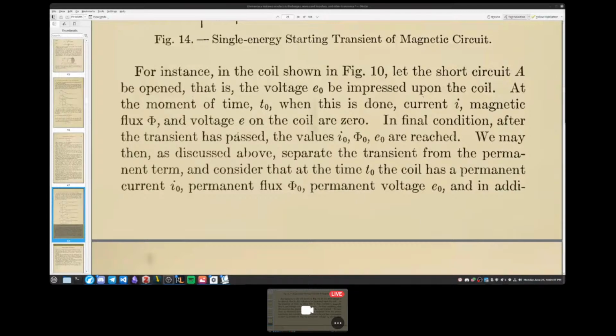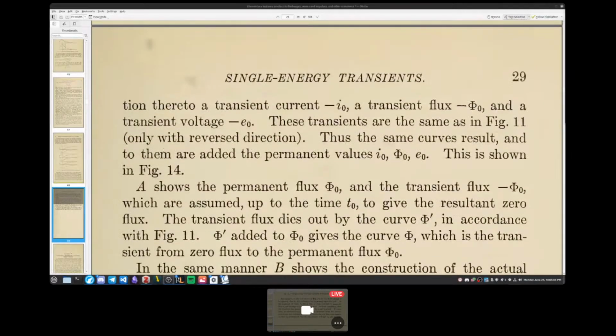We may then, as discussed above, separate the transients from the permanent term and consider that at the time T naught the coil has a permanent current I naught, permanent flux psi naught, permanent voltage E naught. In addition thereto, the transient current minus I naught, a transient flux minus psi naught, and transient voltage minus E naught. These transients are the same as in figure 11, only with the reverse directions. Thus, the same curves result to find them when they are added to the permanent values of I naught, psi naught, and E naught. This is shown in figure 14.